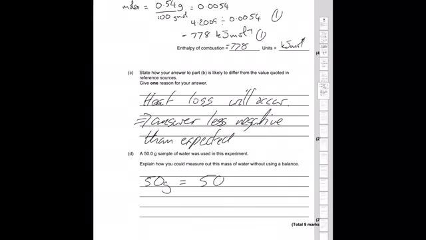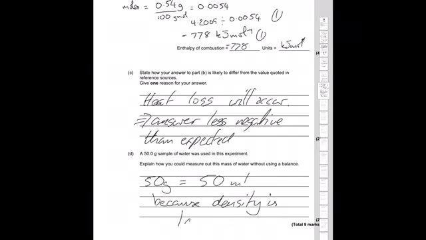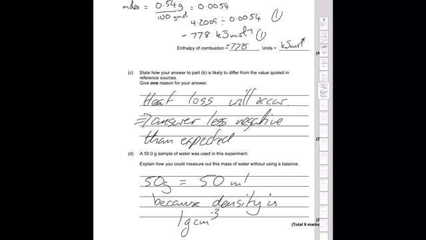50 grams of sample was used in the experiment. How could you measure the mass of water using a balance? Well, using the fact that the density of water is 1 gram per milliliter or centimeter cube, you can measure it accurately. Fairly straightforward.